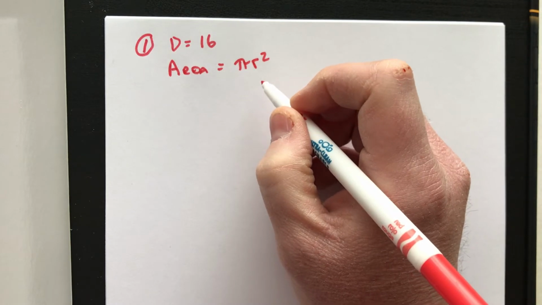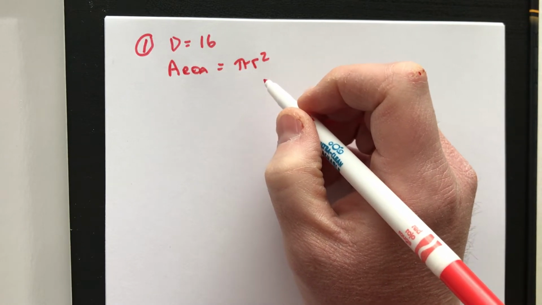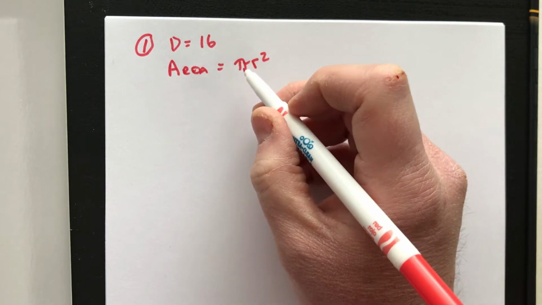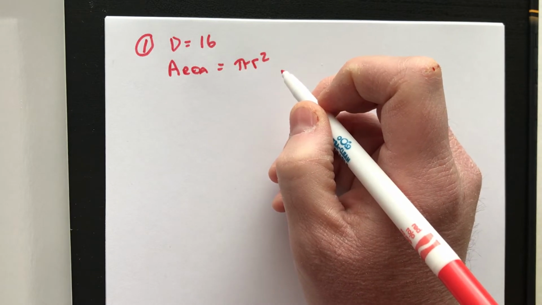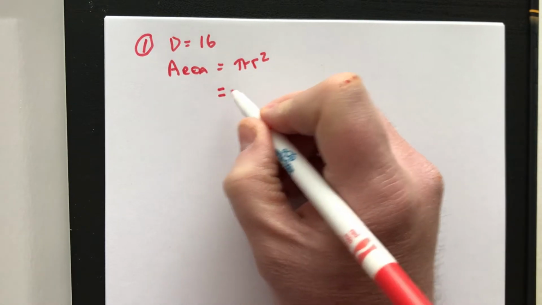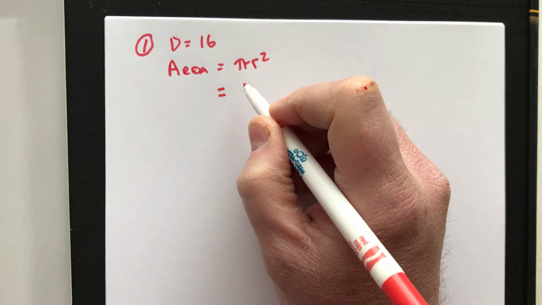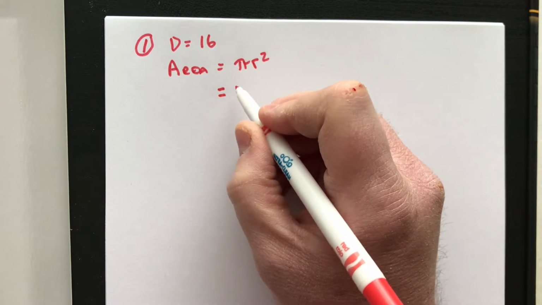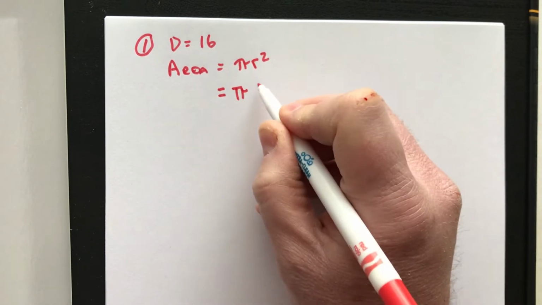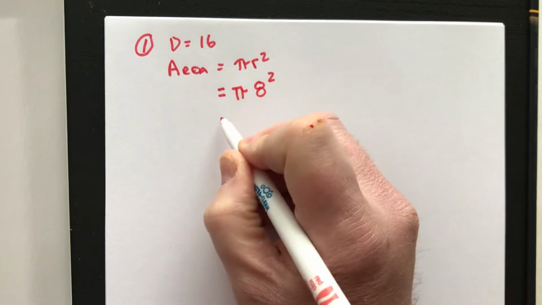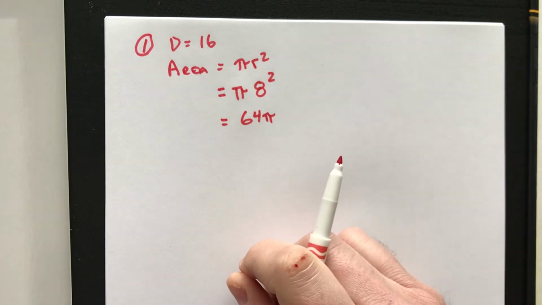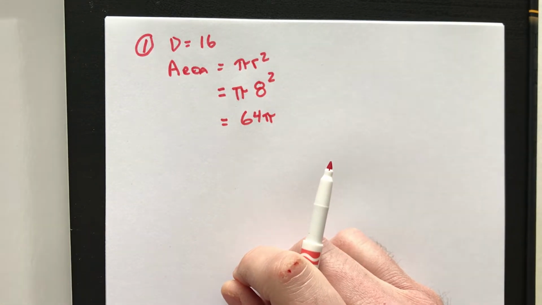Do not get confused. There is a difference between the area of a circle and circumference. The area of a circle is pi r squared. Circumference is 2 pi r. So let's figure this out. They tell us the diameter is 16. That means the radius is half of 16, which is 8. If we square that, our final answer is 64 pi. And you can leave it in terms of pi, which is great.